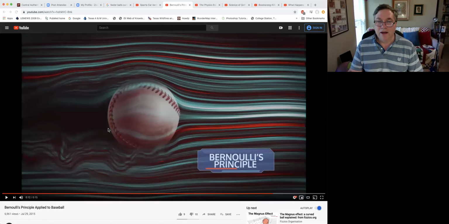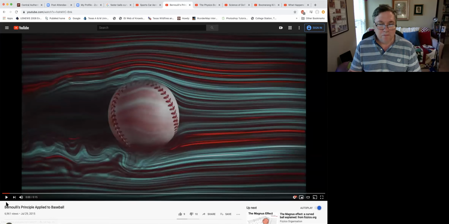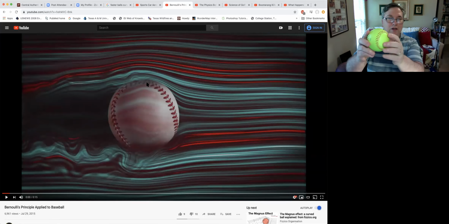Okay, we are back. We're going to take a look at a ball that is traveling from left to right, as you are looking at it, and the air molecules are going past it from right to left. It's got a backspin. So with a backspin, think about a paddle wheel. On top, the air molecules are being dragged, especially by the seams of the baseball or softball. So the ball is basically turning like this.